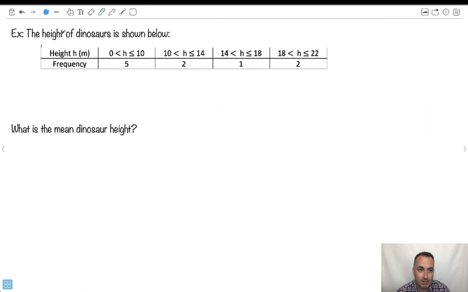Let's see if it'll make sense. So here's an example. Got the height of dinosaurs. I think dinosaurs are awesome. So the heights of dinosaurs are given by this. H is between 0 and 10 meters, there's 5 of them. Height between 10 and 14, there's 2 of them. 14 to 18, there's 1. And 18 to 22, there's 2.